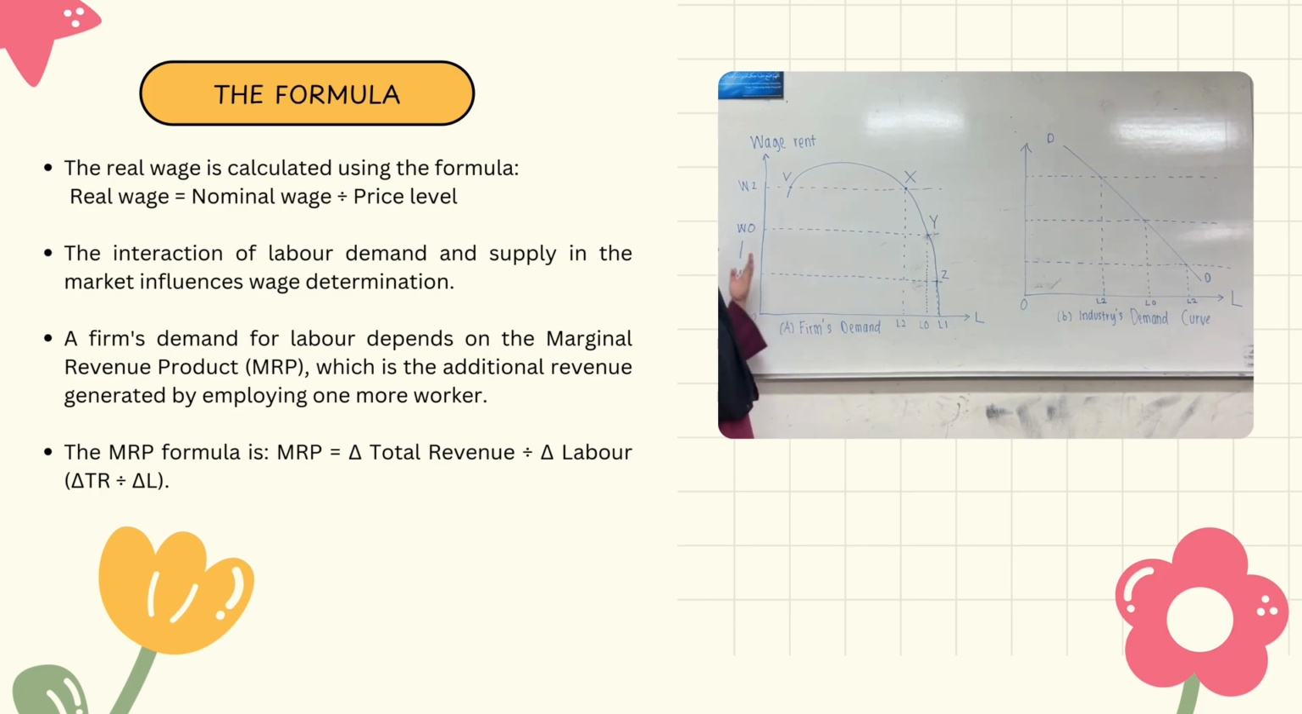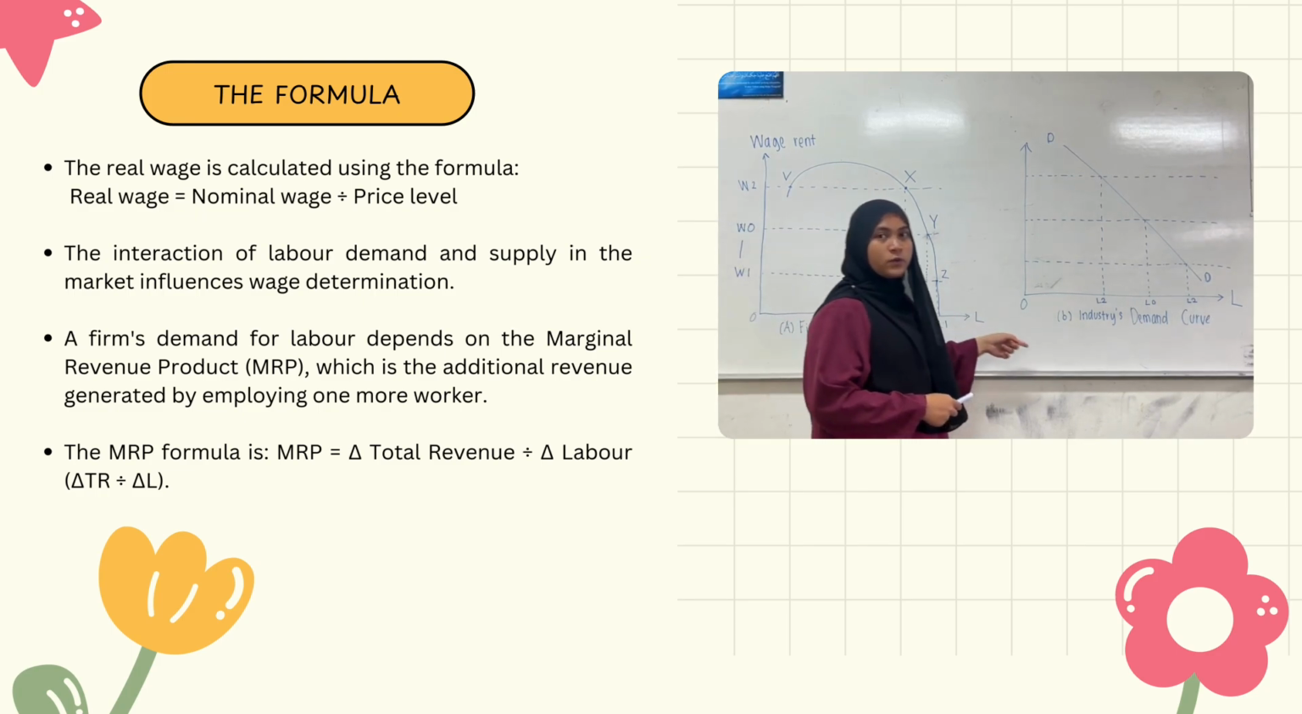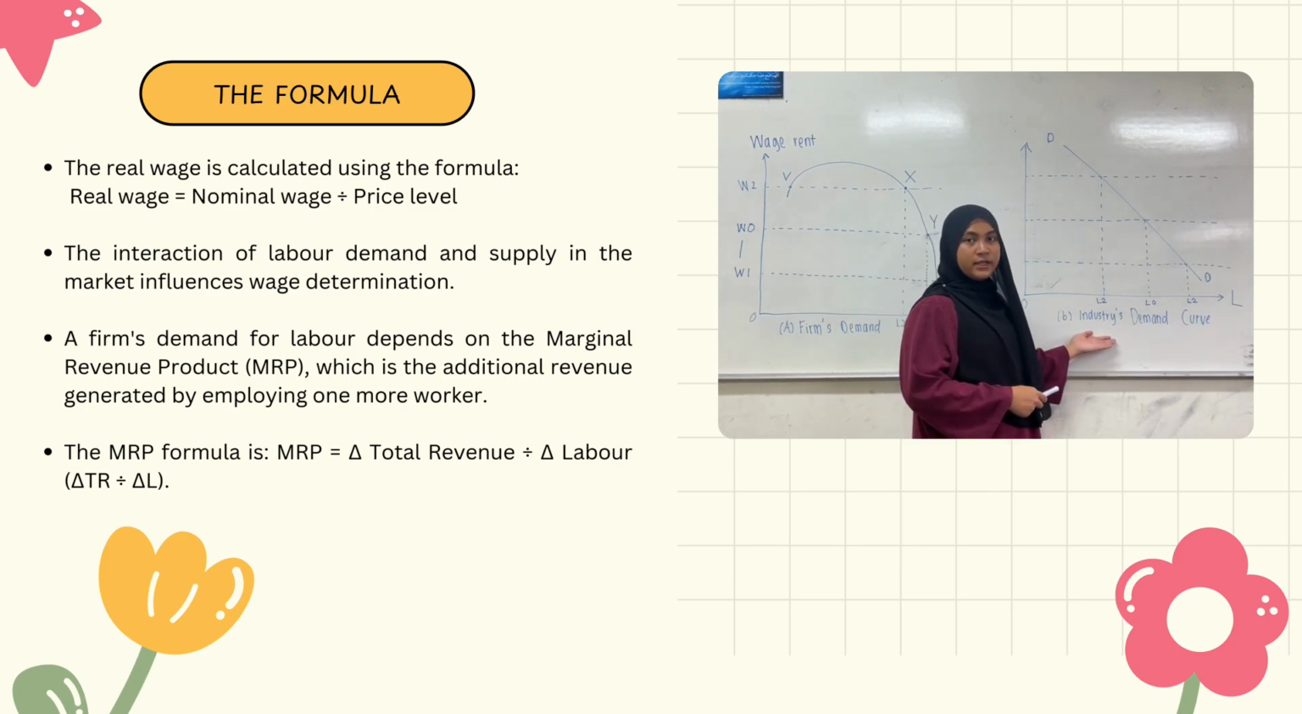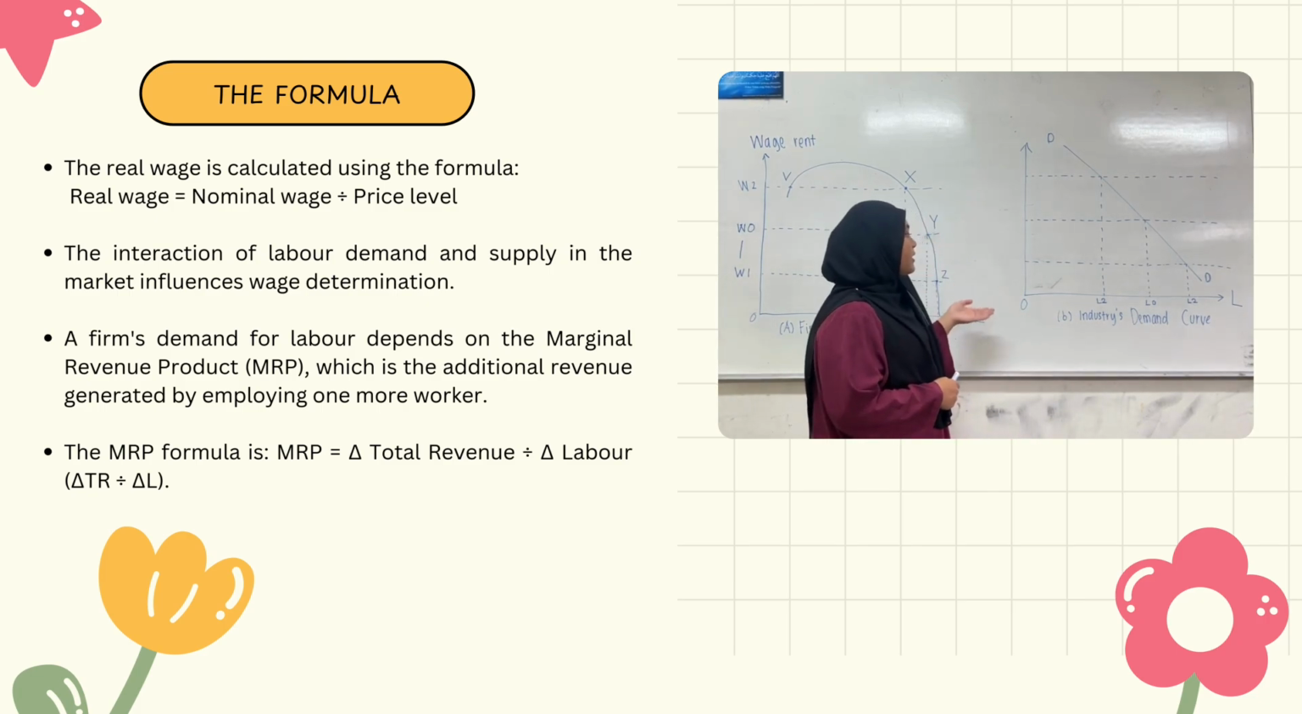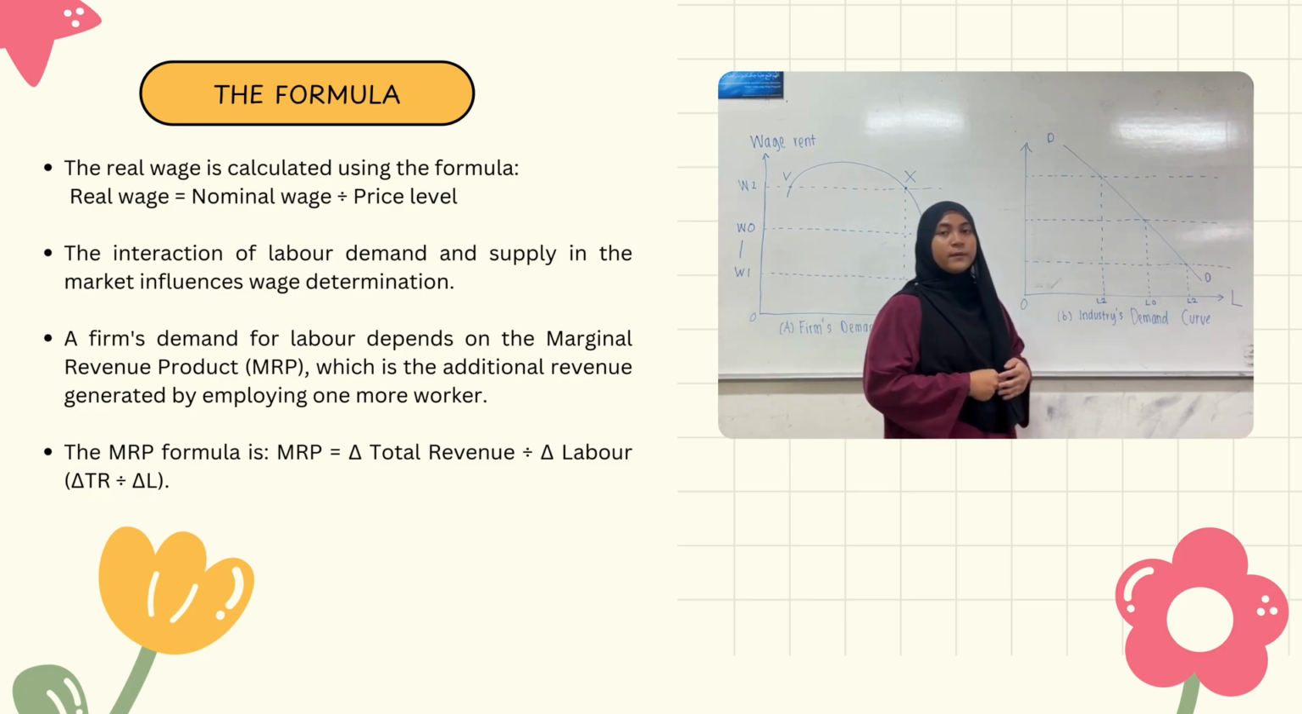So, the first graph is the firm's demand. This graph shows the demand for labor from a single firm, while graph 2 is the industry demand curve. This graph shows the demand for labor from an entire industry.